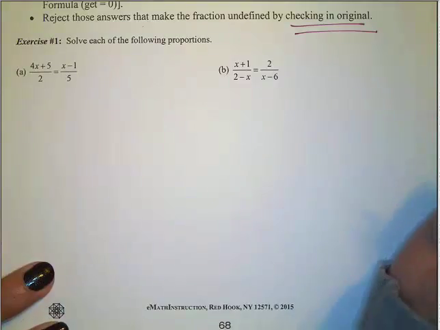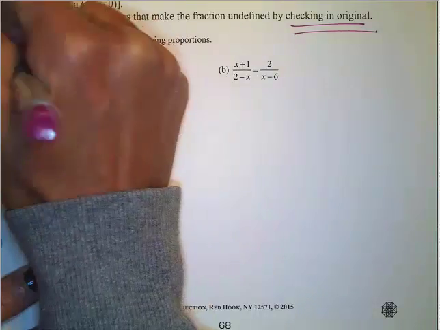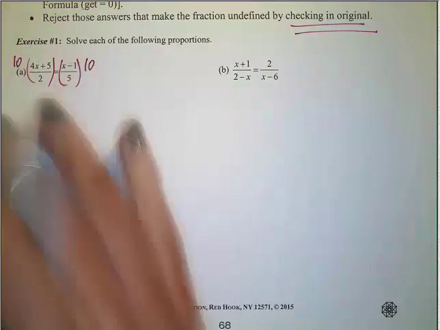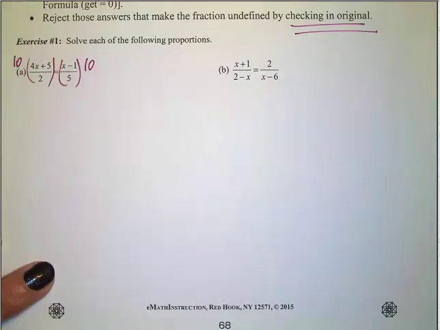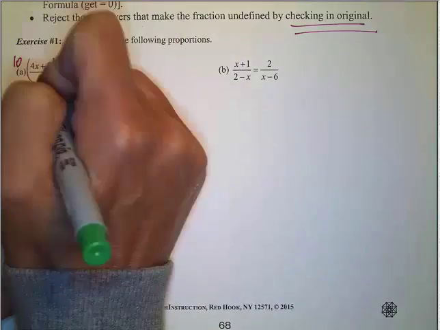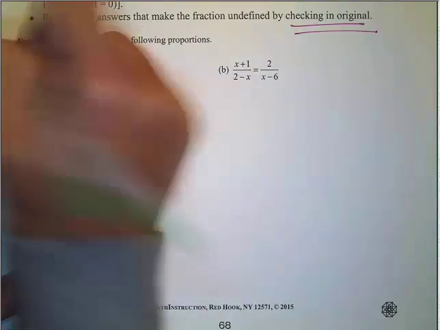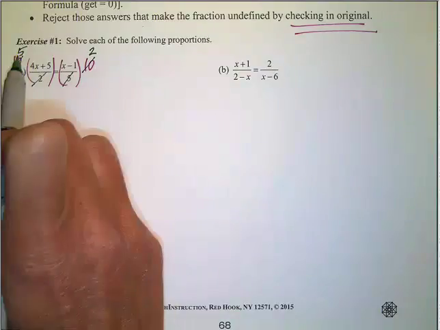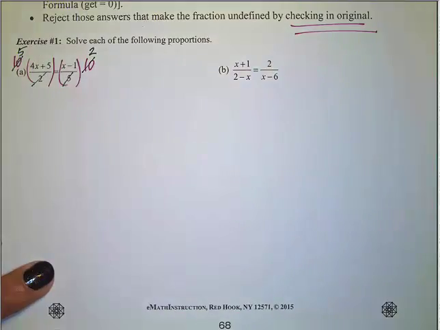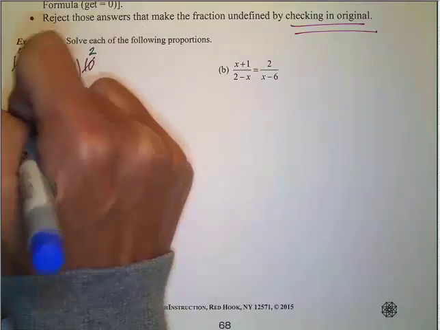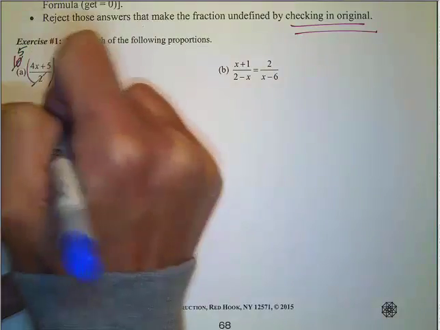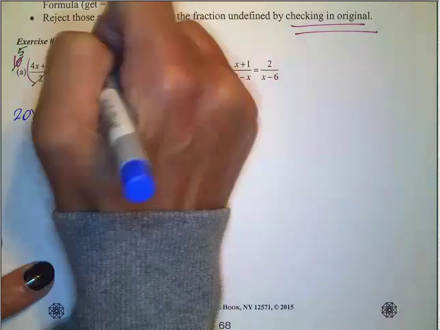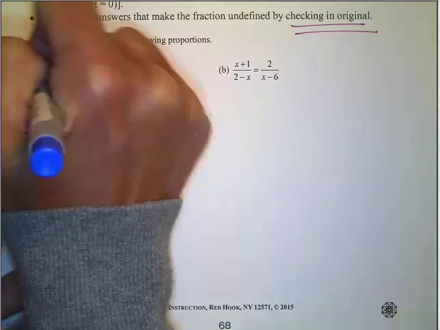Multiply each term by the common denominator. So I'm going to multiply this term by 10 and this term by 10, on both sides of the equation, so I kept it equal or balanced. I'm going to reduce them. So 2 divides into 10 and leaves behind 5. 5 divides into 10 and leaves behind 2. So now I'm going to distribute this side. So I get 20x plus 25 equals 2x minus 2. Hope you see that. So I multiplied these two things and I multiplied these two things.